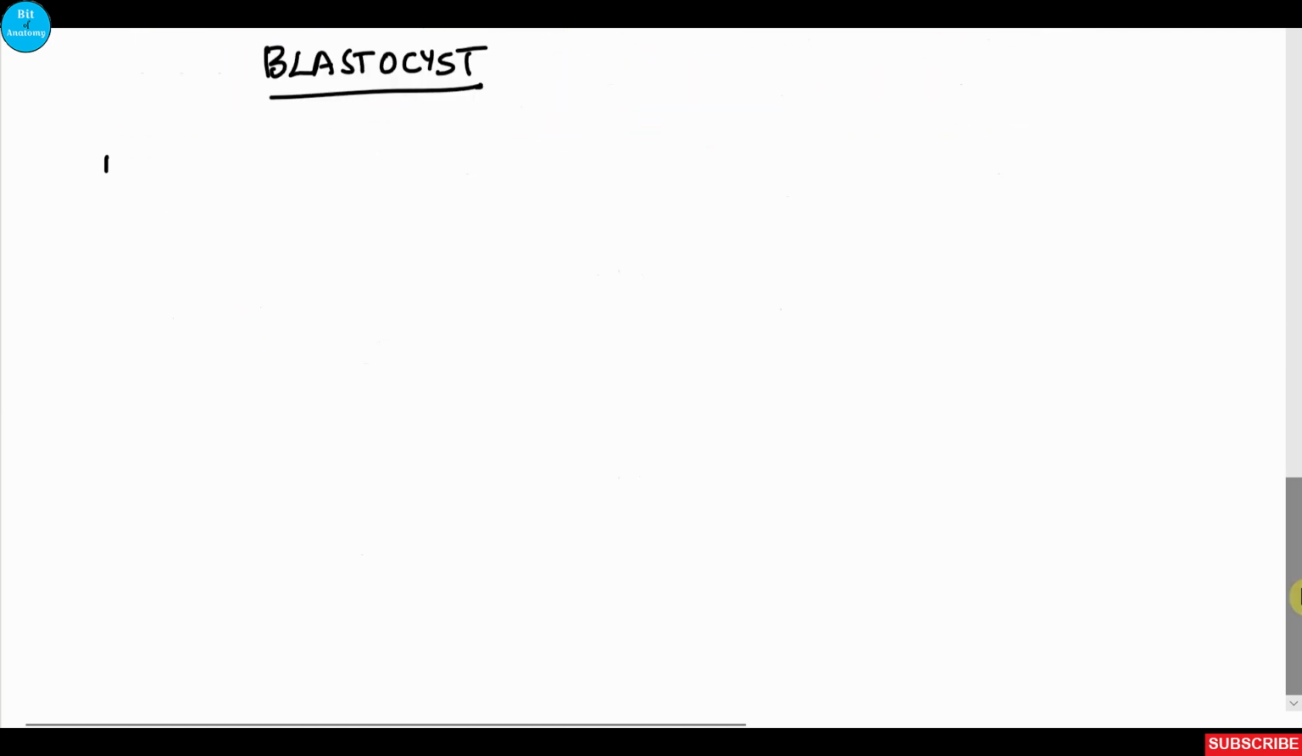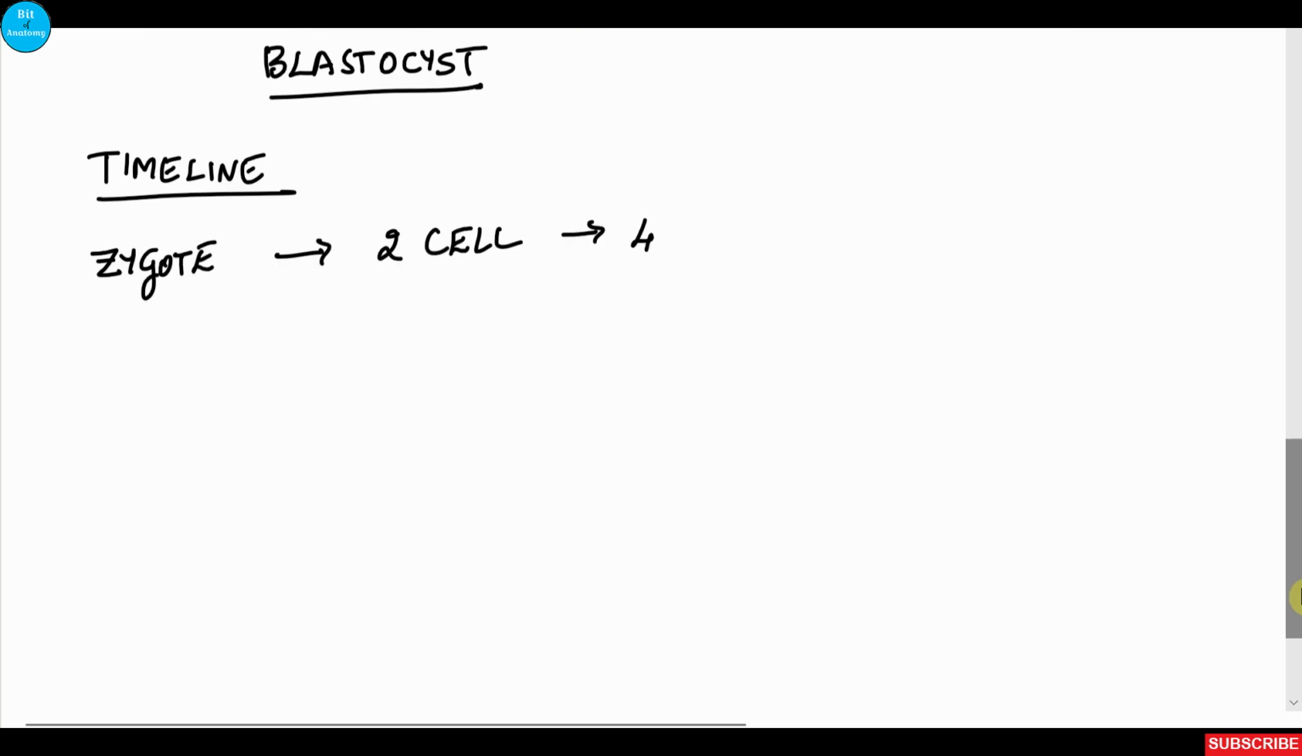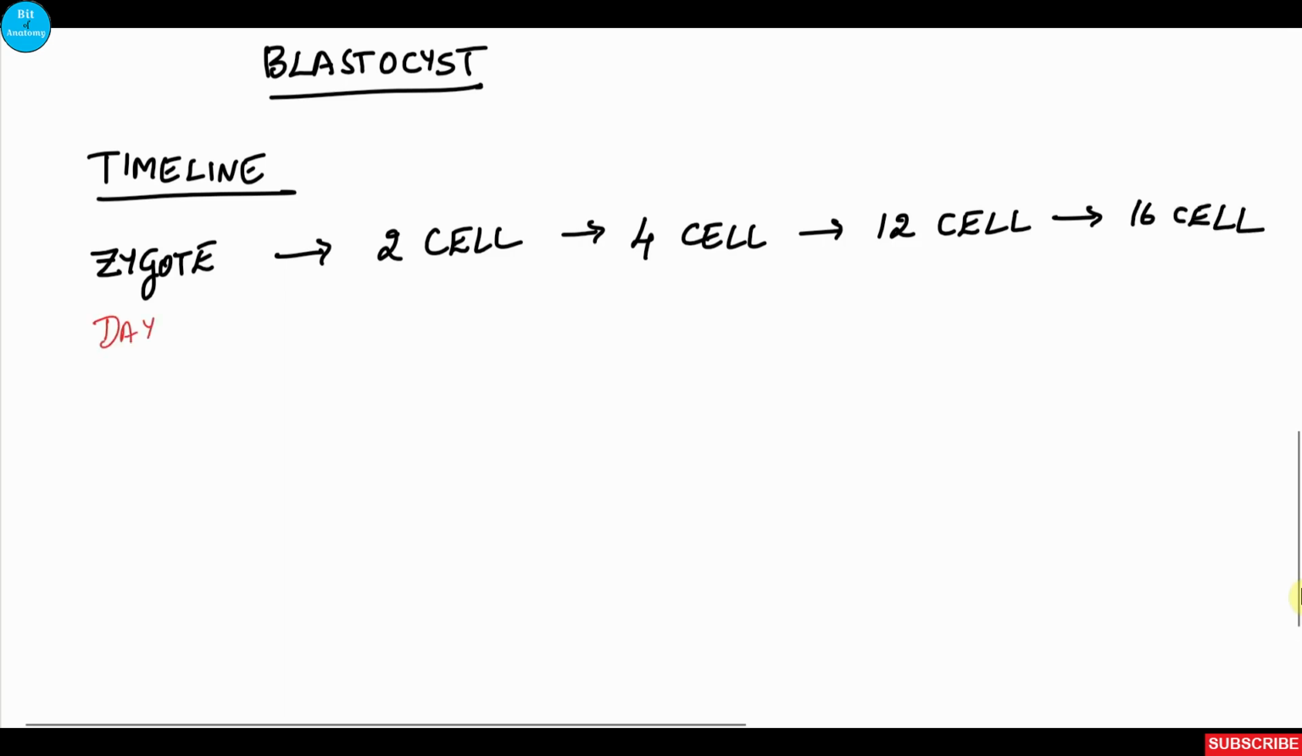If you see the timeline, there is the zygote, the 2-cell stage, the 4-cell, the 12-cell, and the 16-cell stage. The zygote is formed on day 1, that is on the day of fertilization. Then 2-cell at 30 hours, 4-cell at 40 to 50 hours, 12-cell at 72 hours, and 16 cells at 96 hours. So this is the timeline of the entire cleavage division.